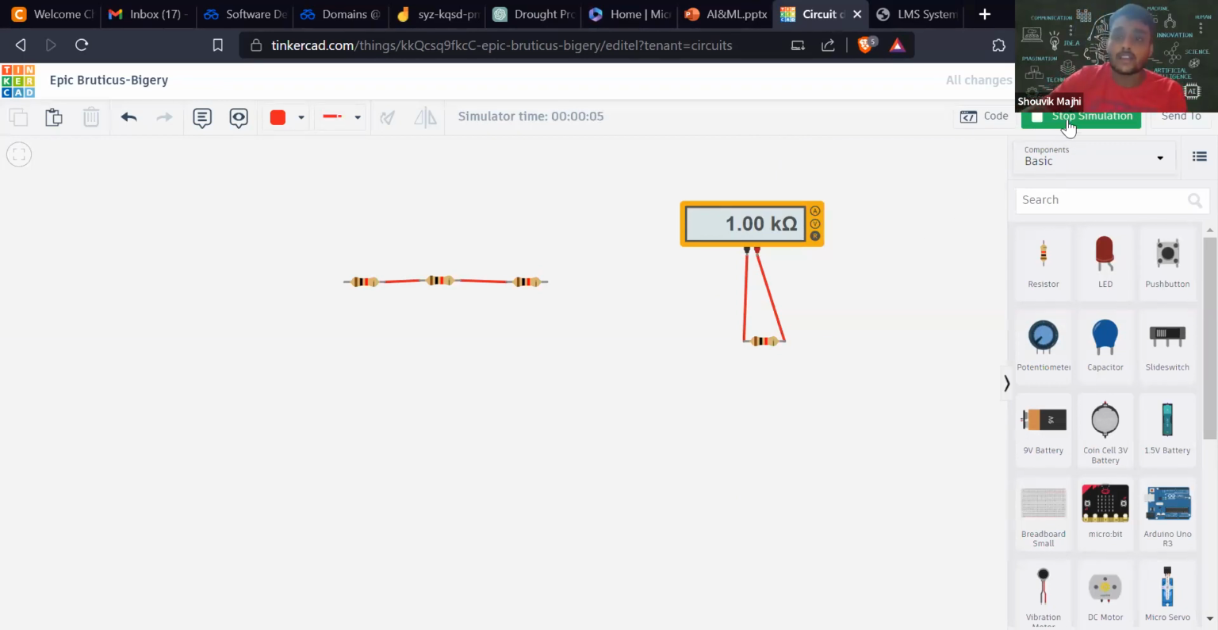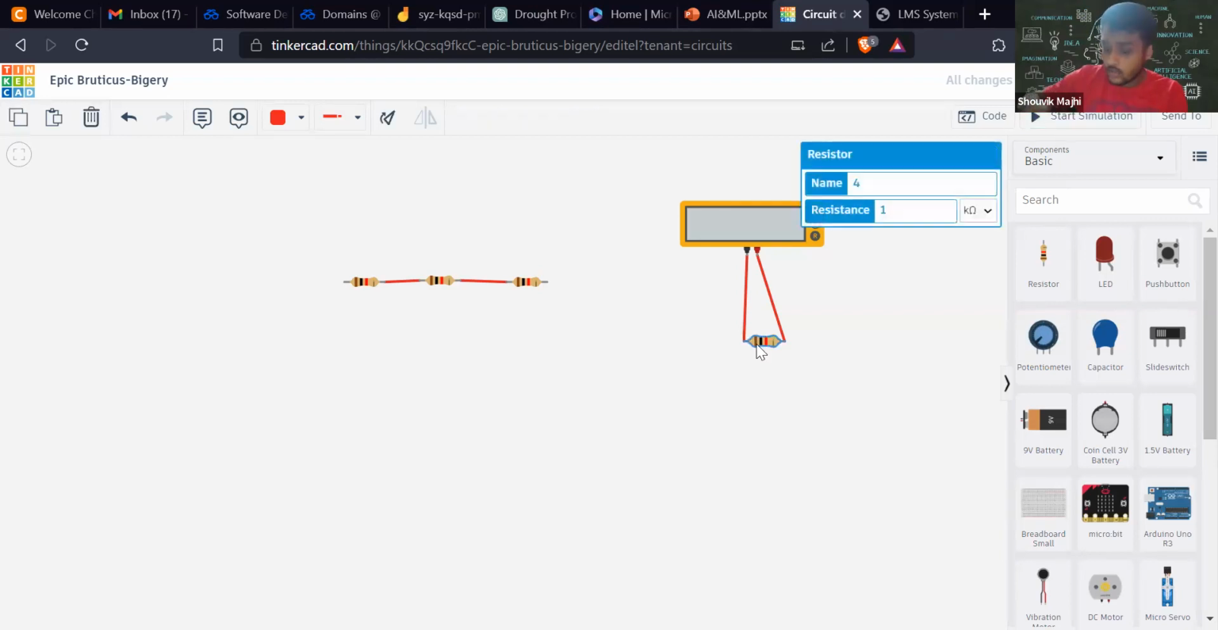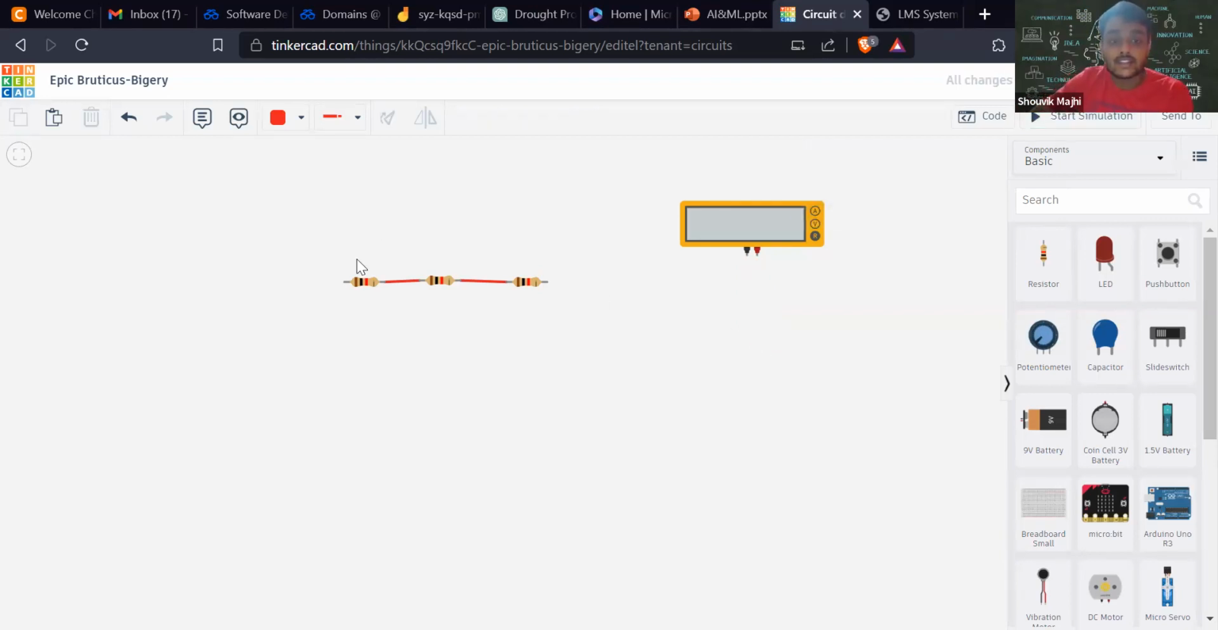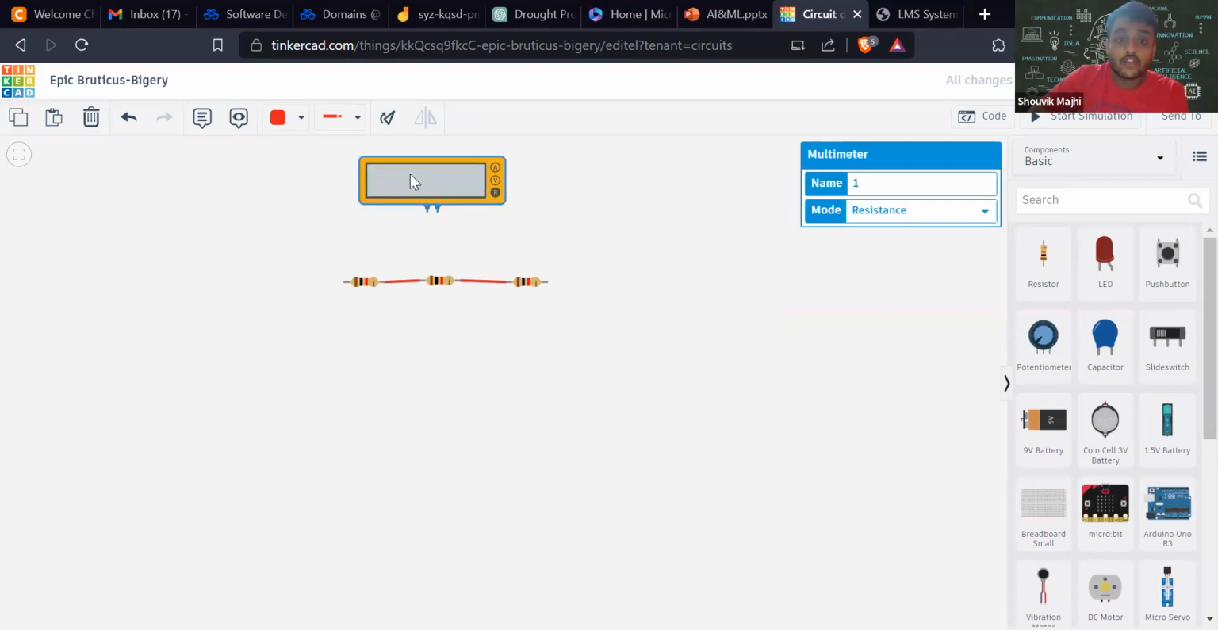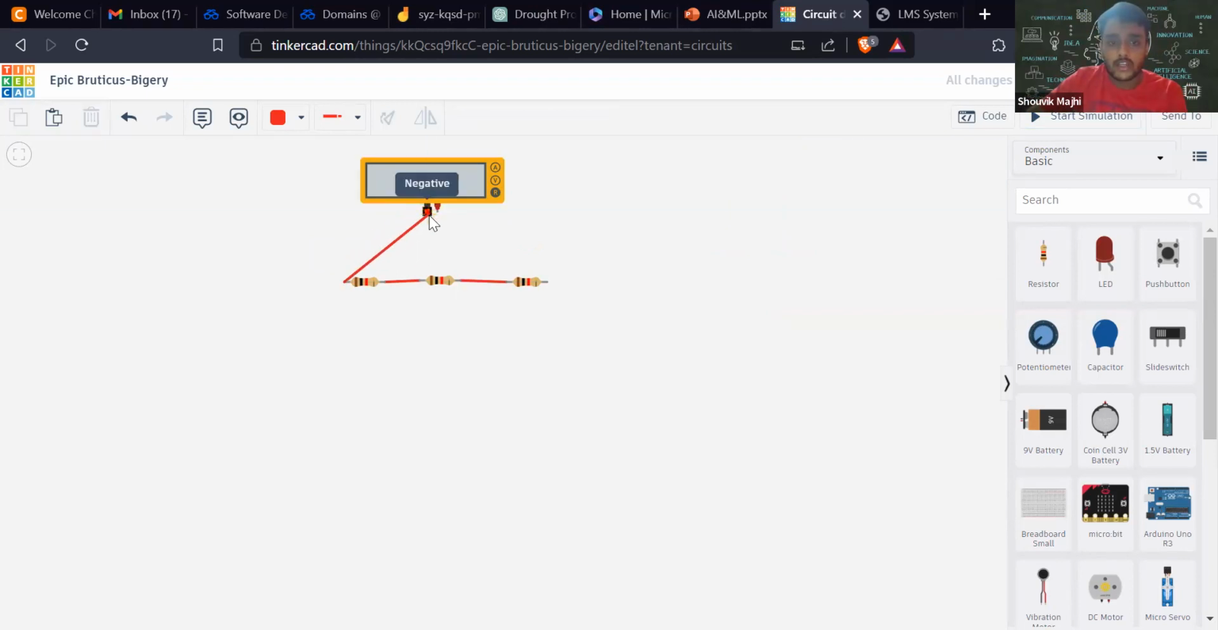So as I told you, when I connect resistors in series, the equivalent resistance is the sum of the resistances. You can say this resistor plus this resistor plus this resistor, so my equivalent resistance will be 3 kilo ohm over here. So let us go and check. Let us connect this terminal to the negative and this terminal to the positive.